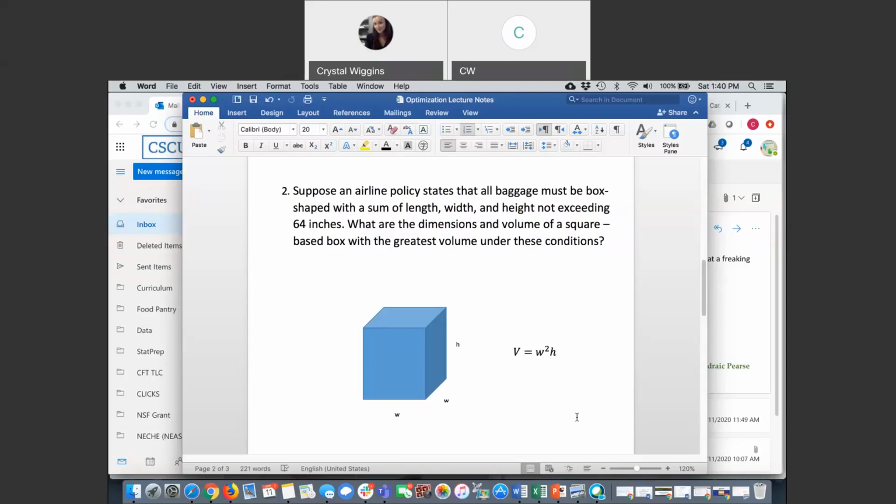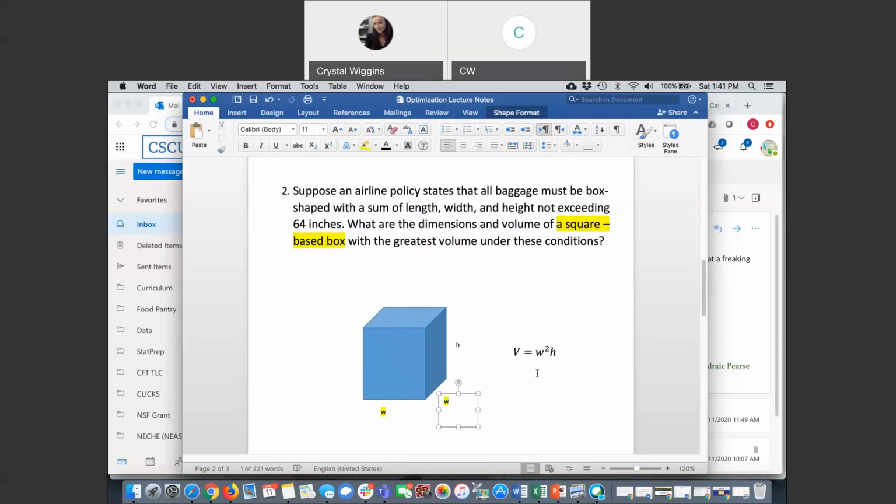Okay, well, let's highlight some important things that we have found here. We see that we are talking about a box shape. Okay, that might not be that helpful. Square-based box is important because square-based box tells us that the width and the length are the same. Notice that in my labeling, I already showed that. So I'm trying to highlight that the width and the length are both the same.